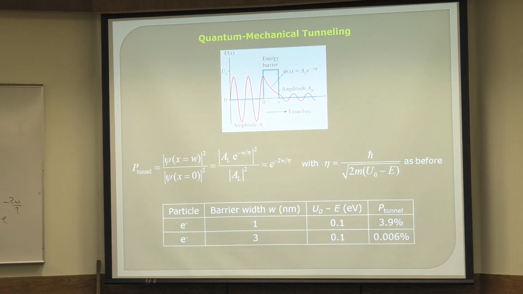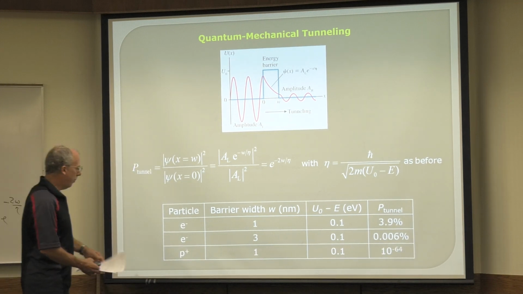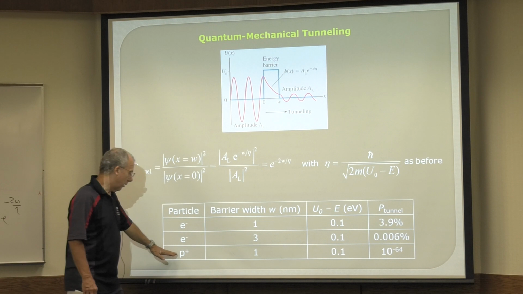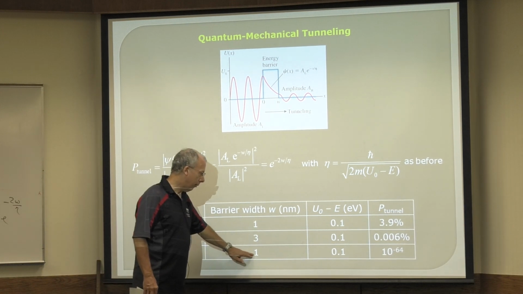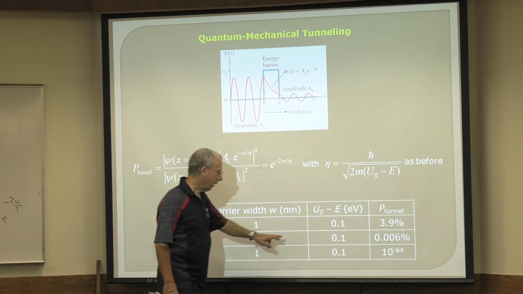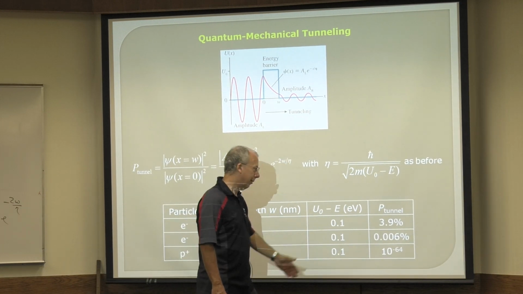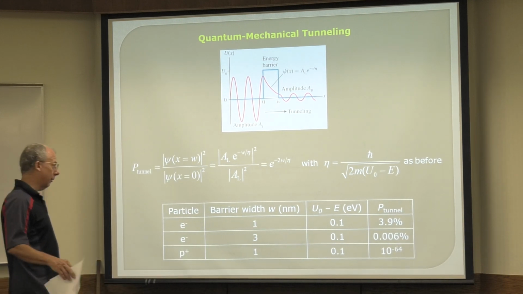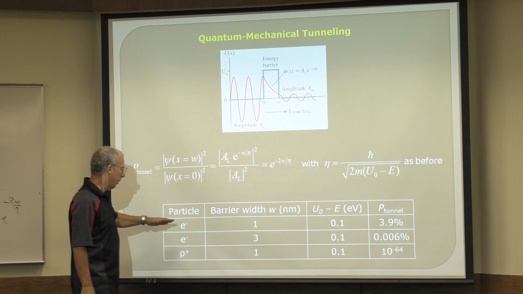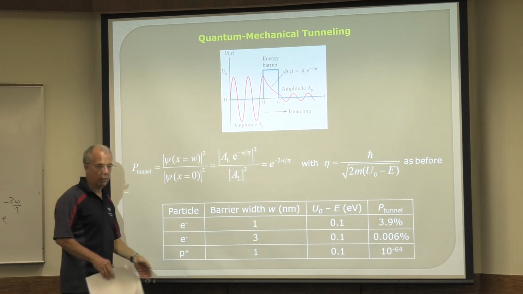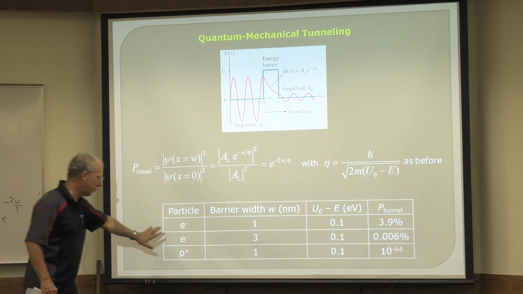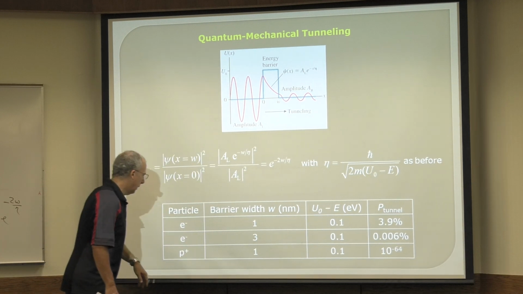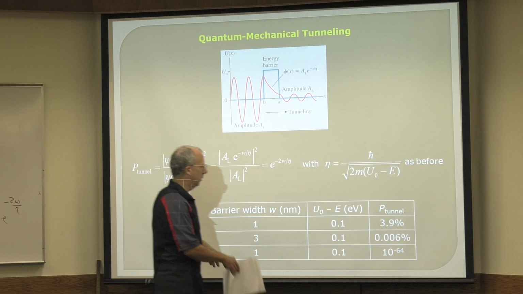Okay, now watch. We'll do a proton. Now, a proton is a big Mack truck compared to a little tiny electron, right? And so a proton, still the same width, 1 nanometer, same energy difference, 0.1, and look at the probability, 10 to the minus 64. Well, forget that, right? That's basically 0, you know? So this really happens primarily with electrons. But again, I just wanted to put some numbers in just to show you how sensitive this exponential is to the various masses and so forth and so on.